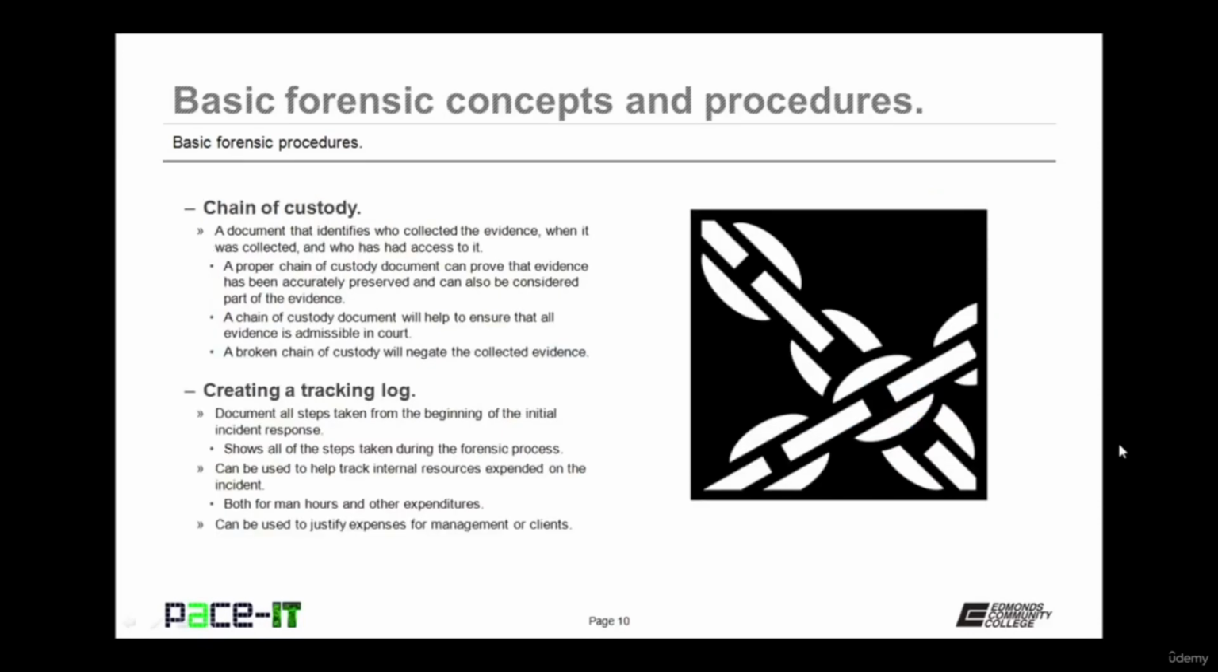All evidence requires a chain of custody. It's a document that identifies who collected the evidence, when it was collected, and who has had access to it since it was collected. A proper chain of custody document can prove that evidence has been accurately preserved, and the chain of custody can also be considered as part of the evidence. A chain of custody document will help to ensure that all evidence is admissible in court. A broken chain of custody will negate the collected evidence.